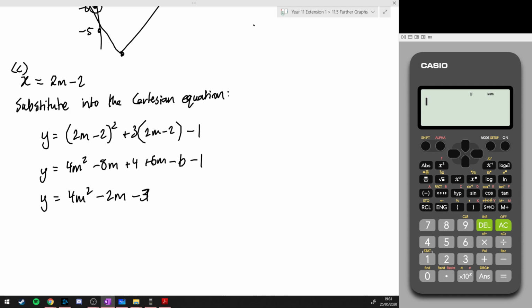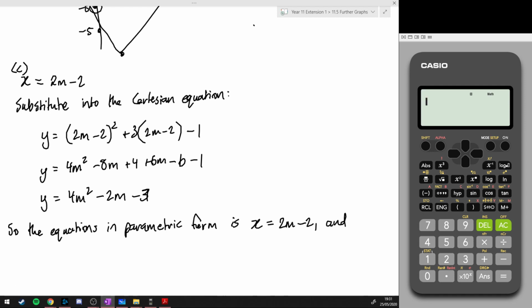So the equations in parametric form are x is equal to 2m minus 2, and y is equal to 4m squared minus 2m minus 3. So that's pretty much it for that one.